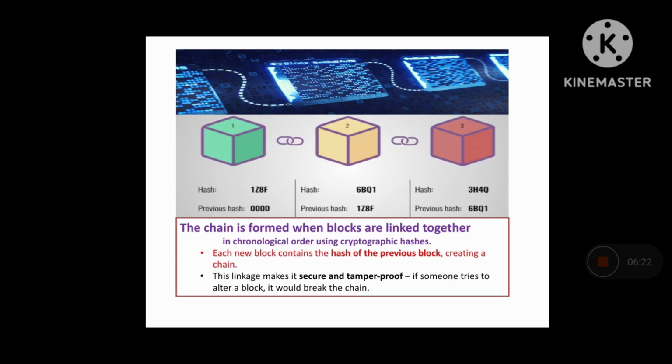Then what is a chain? The chain is formed when blocks are linked together in a chronological order using cryptographic hashes. So each block is connected to another block. That reference is provided in the current block, and that is how it is connected. The previous hash of the previous block represents where it is connected in the chain.